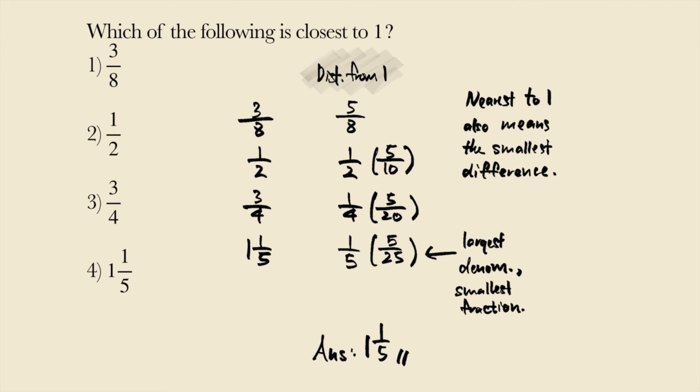Okay, at this point, which one is closest to 1 whole? The one that has the smallest difference. The one that has the smallest difference is this. Look at the denominator, it's huge. So this is the smallest difference to 1 whole, which means our answer is 1 and 1/5.